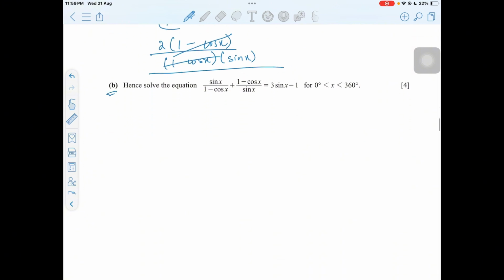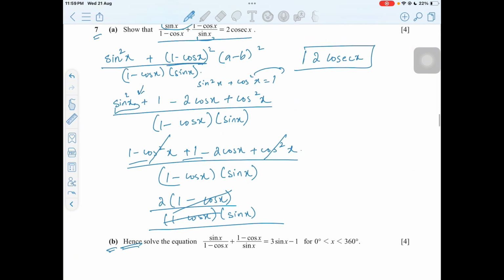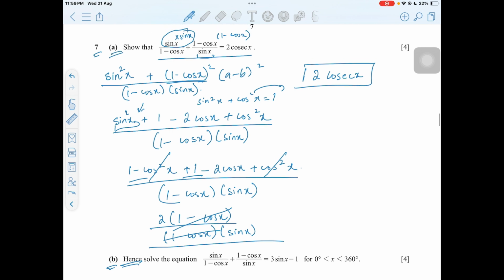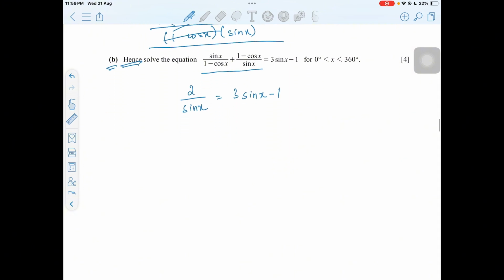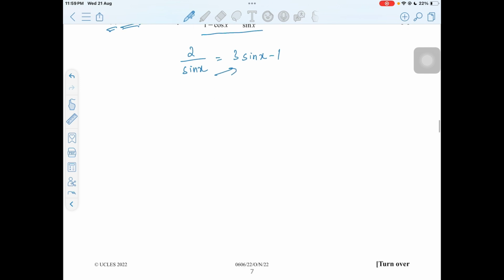Now moving on, in part B, the keyword hence is used. So we'll be using part A. So we have this as 2 over sine x equals to 3 sine x minus 1. We multiply sine x over there. So this would be 2 equals to 3 sine squared x minus sine x. Bringing all the things on the right hand side, this would be 3 sine squared x minus sine x minus 2 equals to 0.